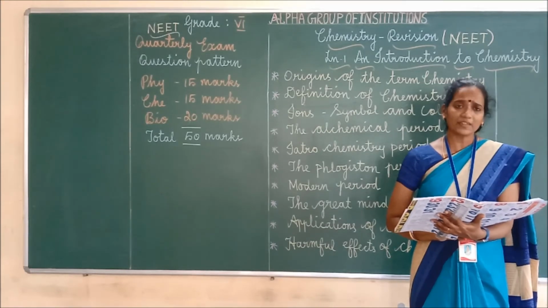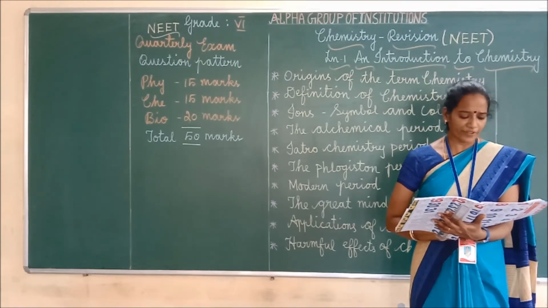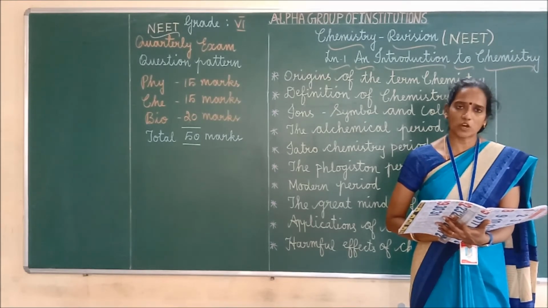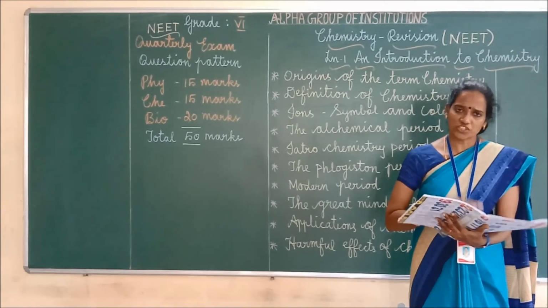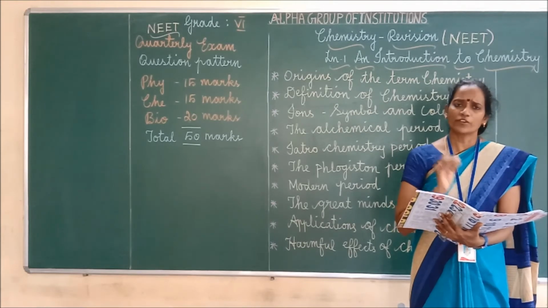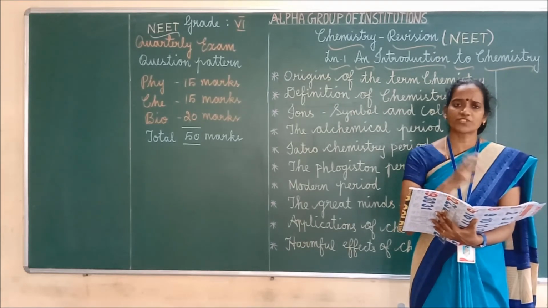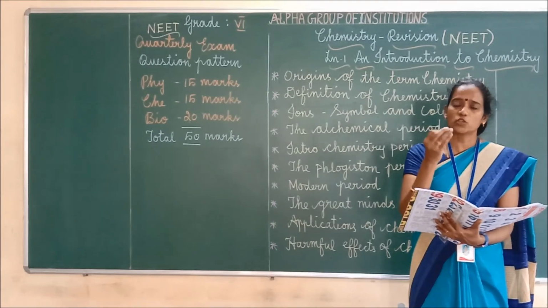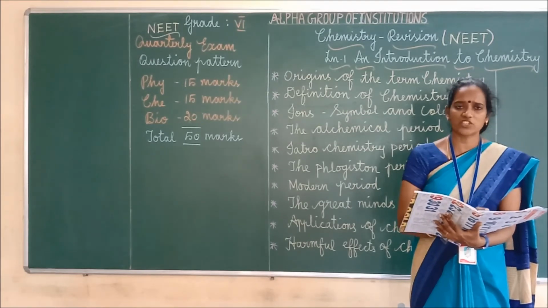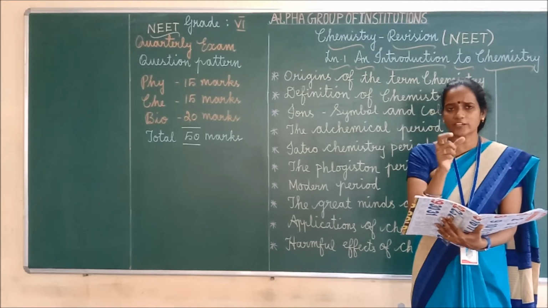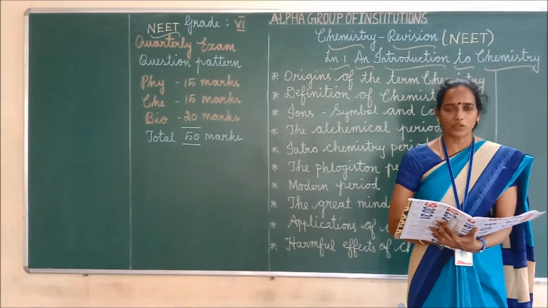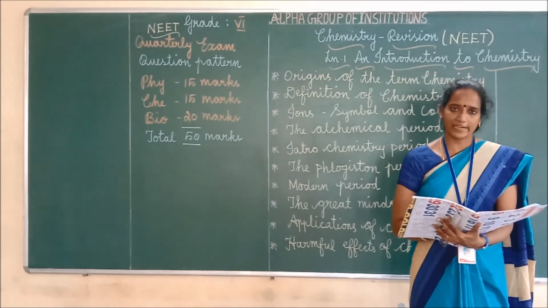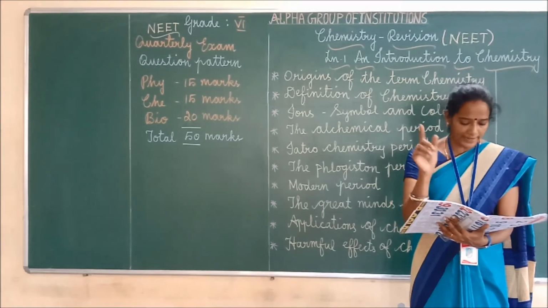Next. Who presented a clear explanation of an element and also proposed a system of chemical nomenclature? The question is asked like this. What will you write? Okay, the option is given like this. Lavoisier, John Dalton, Joseph Priestley, Henry Cavendish. Which answer is the correct option? Lavoisier. Okay, Lavoisier only proposed the term chemical nomenclature. Got it? Okay, underline the word.